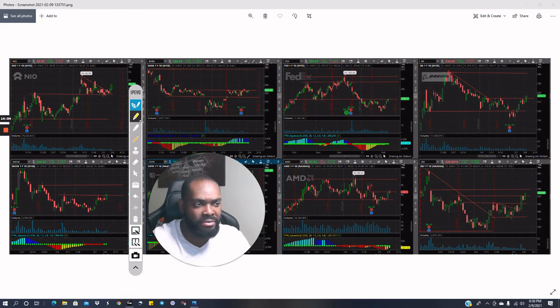All right, so if you're a day trader, this is how you want to be looking at the price action. If you're also a swing trader, this is a great guide to help you navigate price action.